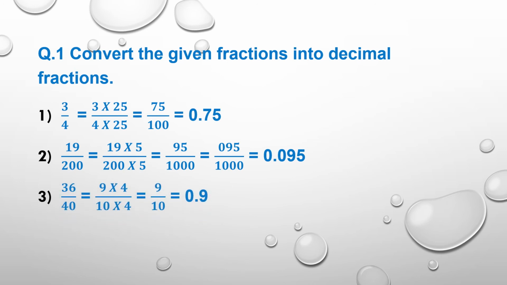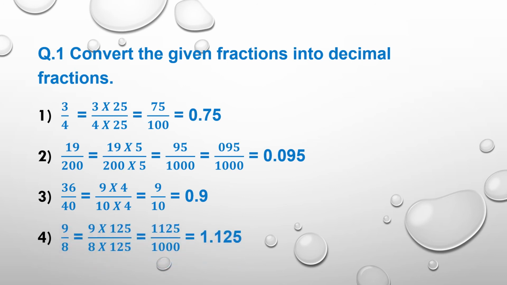Third, 36 upon 40 is equal to 9 into 4 upon 10 into 4, which is equal to 9 upon 10, which is equal to 0.9. Fourth, 9 upon 8 is equal to 9 into 125 upon 8 into 125, which is equal to 1125 upon 1000, which is equal to 1.125.